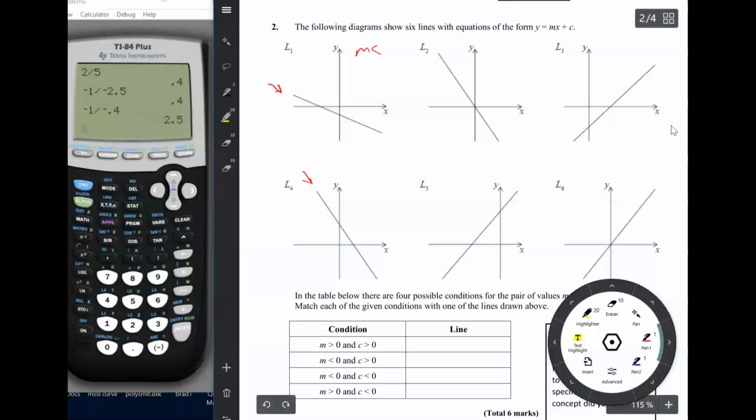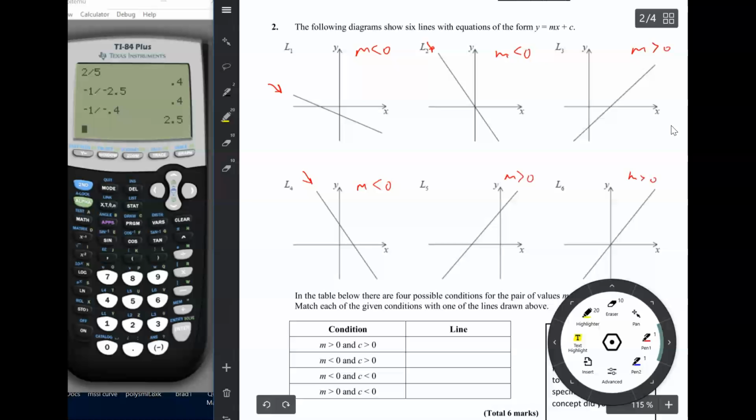So m is less than 0. M is less than 0. The slope is negative. Oh, this one too. M is less than 0. For the others, m is greater than 0, right? M is greater than 0. M is greater than 0. M is greater than 0.